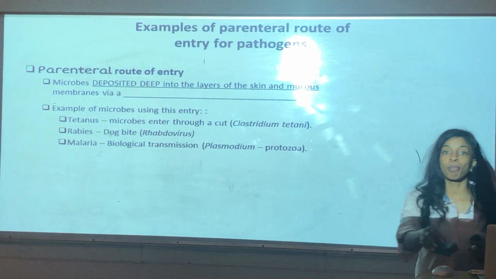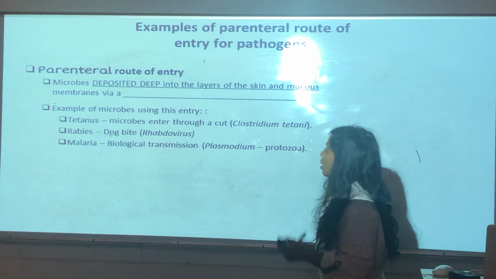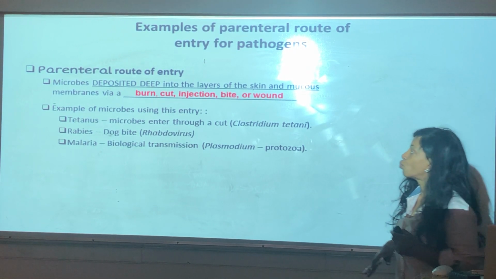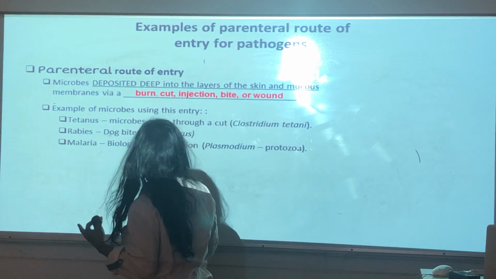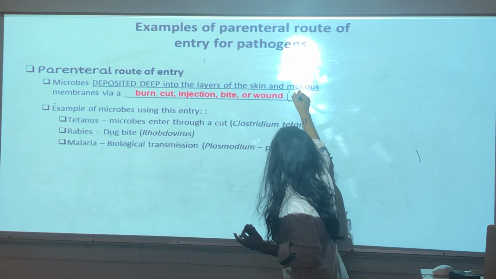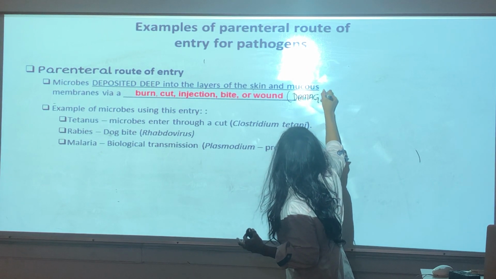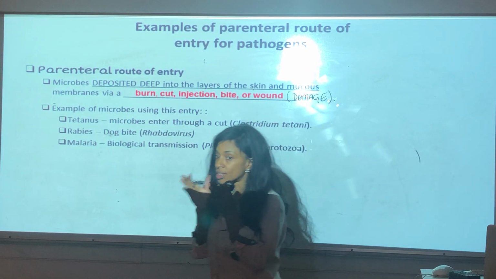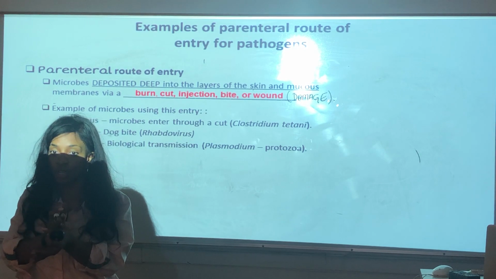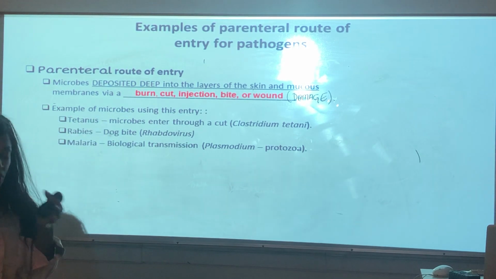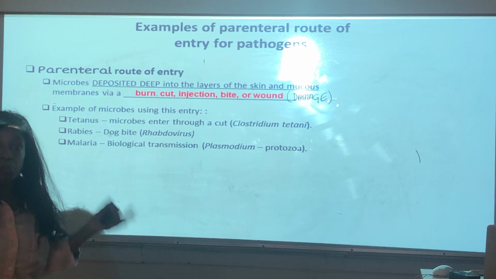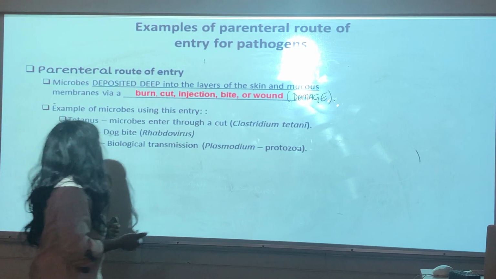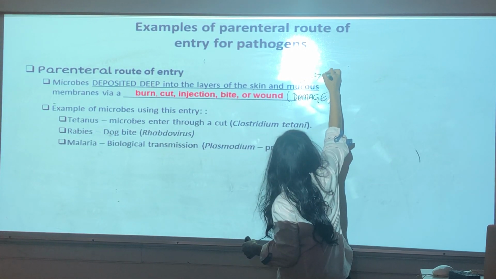So to compare the preferred route to the parenteral route of entry: parenteral route means that the microorganisms usually enter when there's a burn, cut, injection, or wound. So there's already some sort of damage to the skin, all right? So the skin, which is naturally a dry area, now is damaged. When the skin is damaged, the microorganisms are happy because they can get to an area that is deeper in the body, often the mucous membranes, which have a lot of moisture.